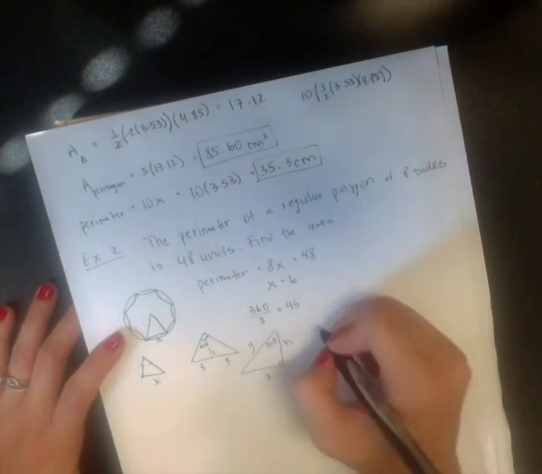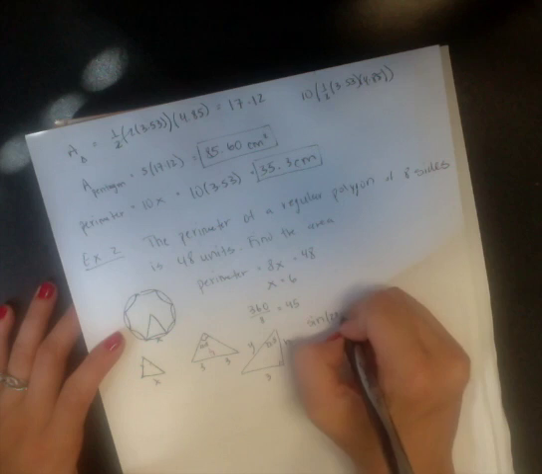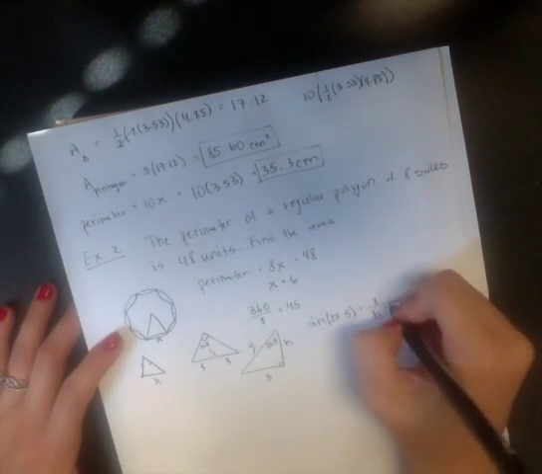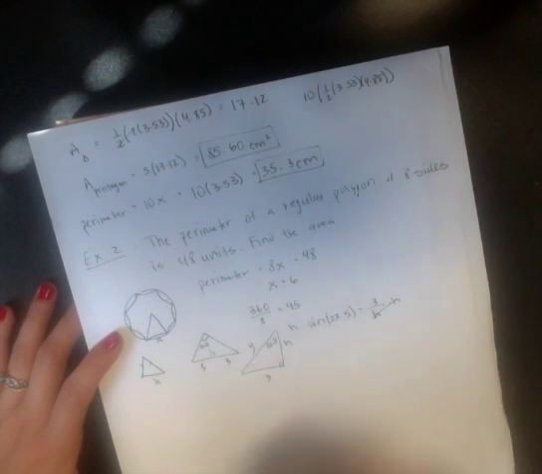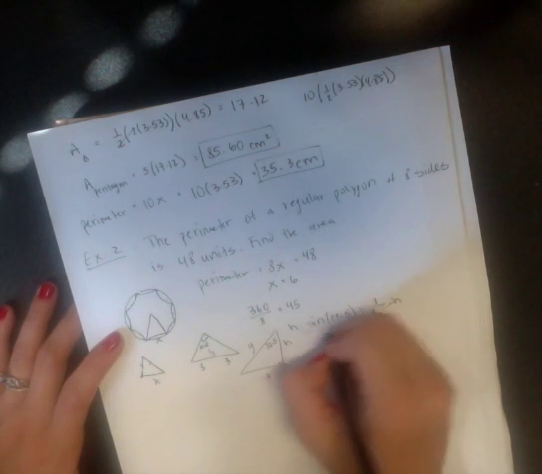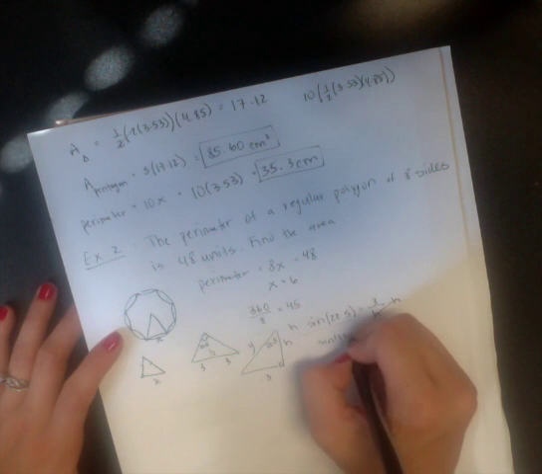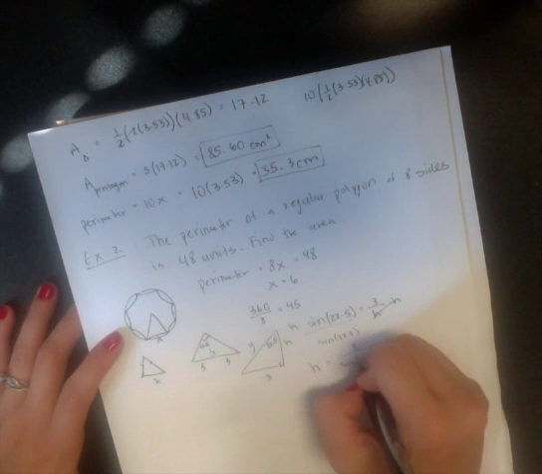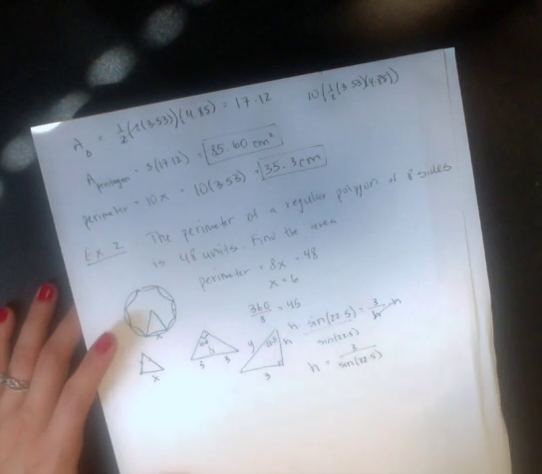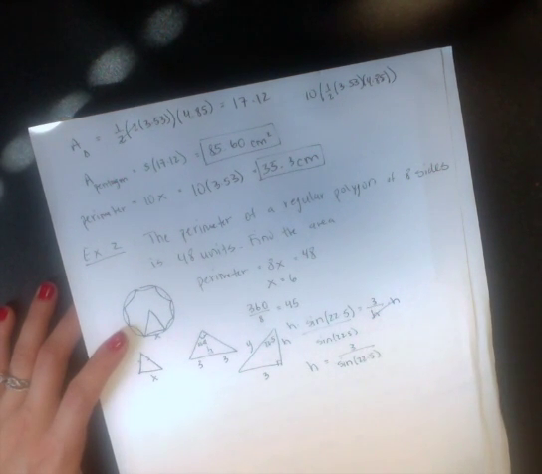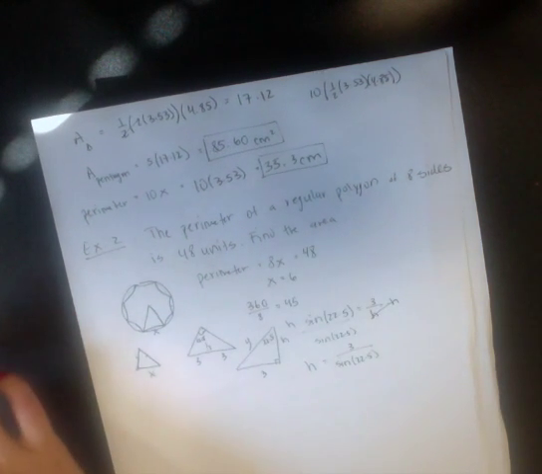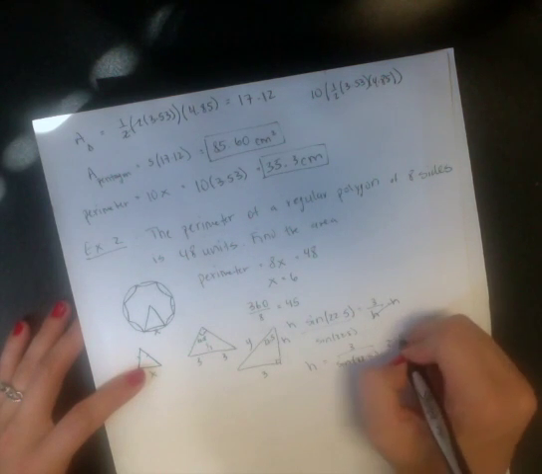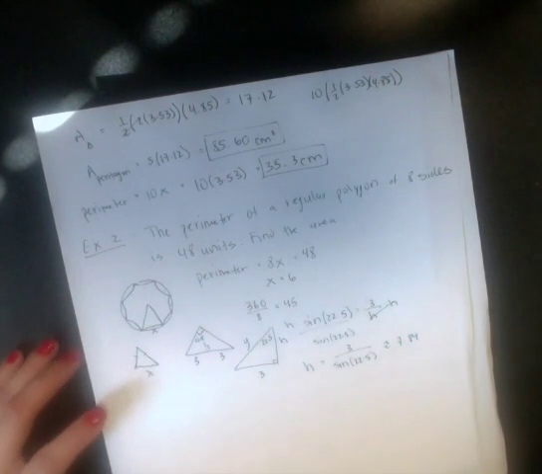And I can do that using sine. I can say the sine of 22.5 is opposite over hypotenuse. So multiply both sides by H. And then I need to divide by the sine of 22.5. So I get H is 3 over the sine of 22.5, which gives me approximately 7.84.